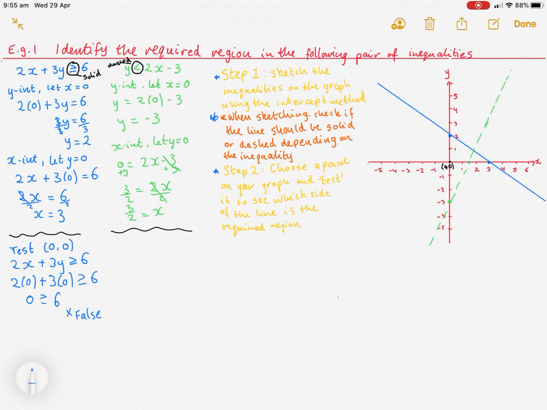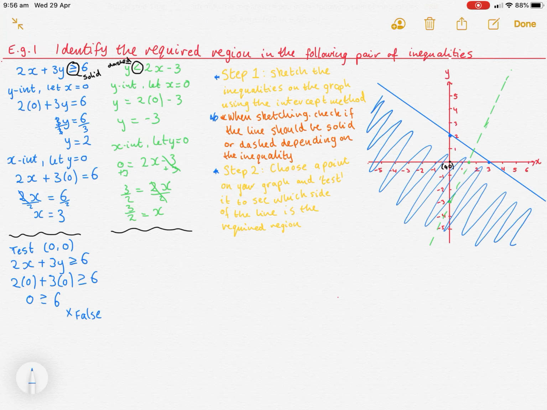So back over on our graph, the point 0, 0, and we're looking at our blue line right now. Forget about that green. There are 2 sides to that blue line, and 0, 0 is false. So we're going to shade the side where 0, 0 is, this side of the line. We don't want the other side because 0, 0 is false.